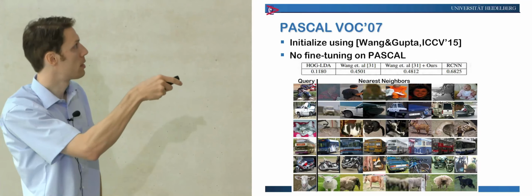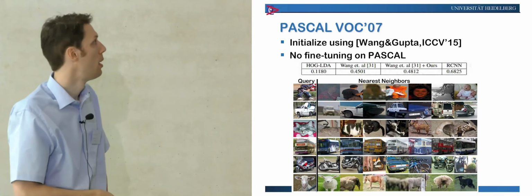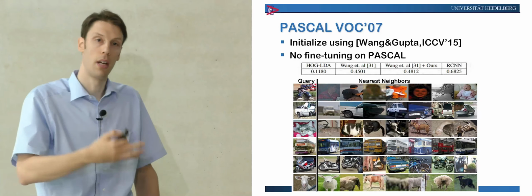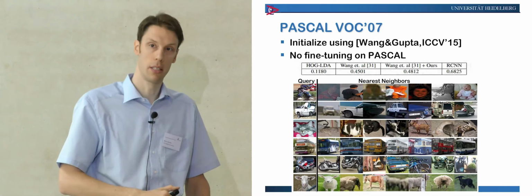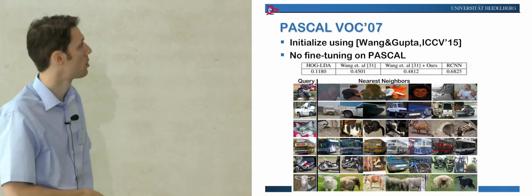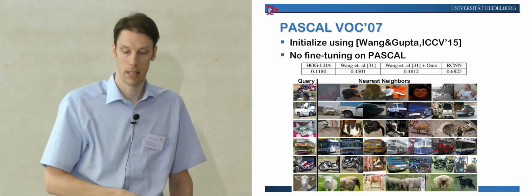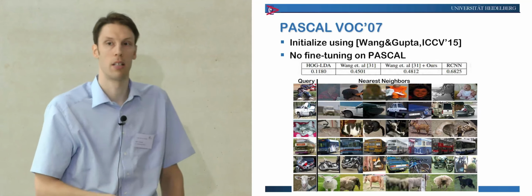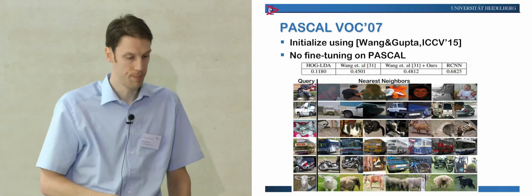We're comparing here against this very recent paper from Wang and Gupta, who also started off with an unsupervised approach. However, they utilized additional data, video data, for training their approach. And if you put that on top of that, you obviously get significant extra performance. With additional labels, like R-CNN, you're obviously still better.